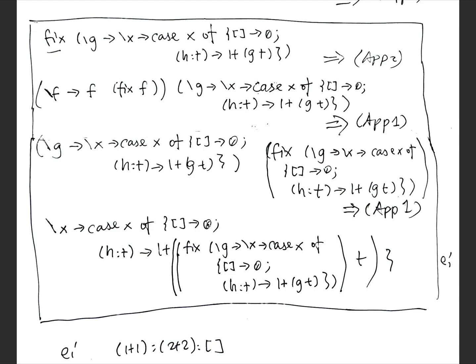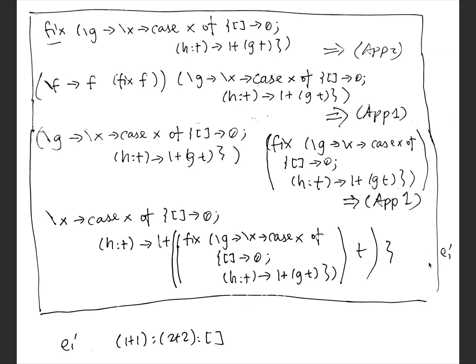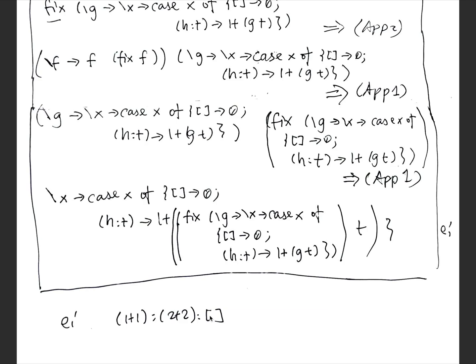In case it's an empty list, we return 0. In case it's a non-empty list, we apply 1 plus the fix of this. So this is our original g, now expanded to become fix applied to this. You can think about this as analogous to our mu g approach. The fix applied to this is similar to the mu g. Let this final expression become our E1 prime, which is already a lambda abstraction. Going back to our outer context, we can carry out the remaining evaluations.